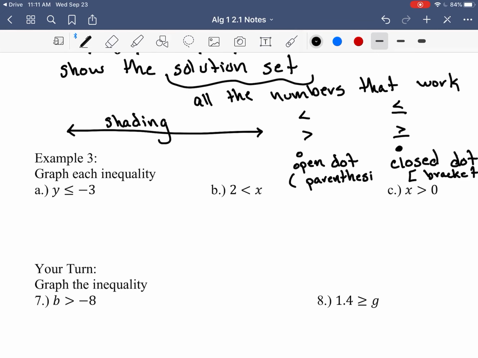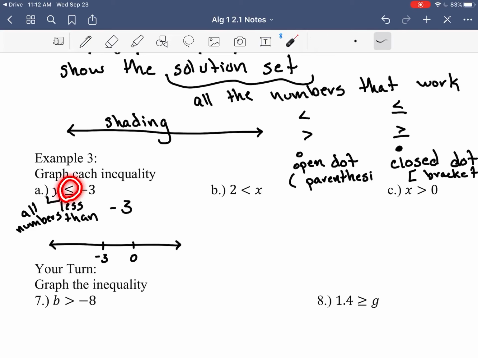So here we want to graph y is all the numbers less than, so we'll need to be able to read the symbol, less than or equal to negative 3. So I want to shade all the numbers that are less than negative 3. So I'm going to draw my number line, and I need to mark where negative 3 is. So here's negative 3, and I normally always mark 0. You don't need to mark every number in between. Just mark where 0 is, mark where your negative 3 is.